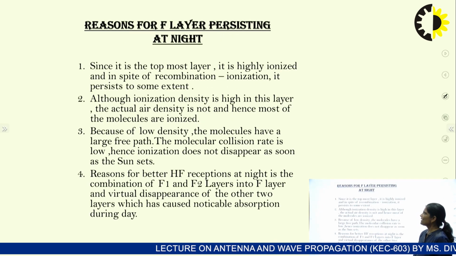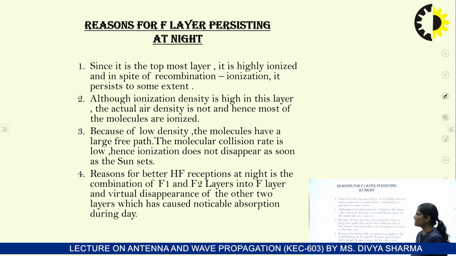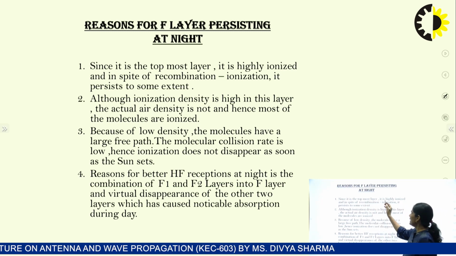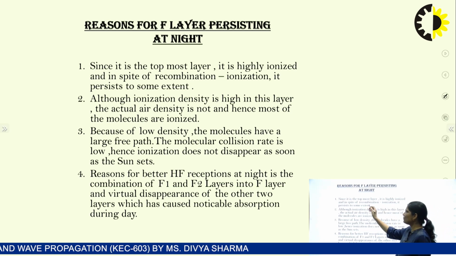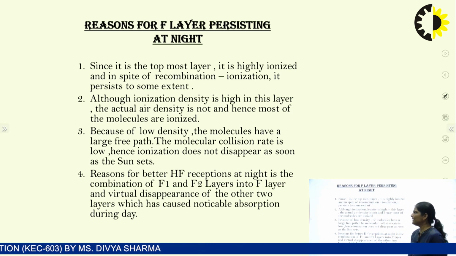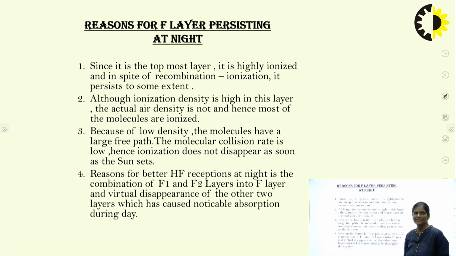Now, reasons for the F layer persisting at night. Since it is the topmost layer and it is highly ionized, in spite of recombination, the ionization persists to some extent. Although ionization density is high in this layer, the actual air density is not, and most of the molecules are ionized. Because of the low density, the molecules have a large free path and the molecular collision rate is low, hence the ionization does not disappear as soon as the sun sets.